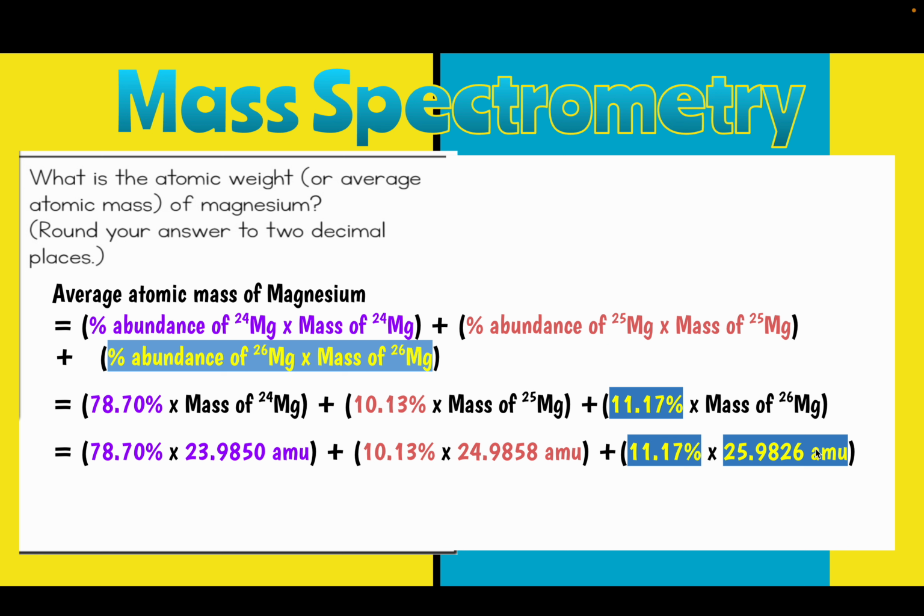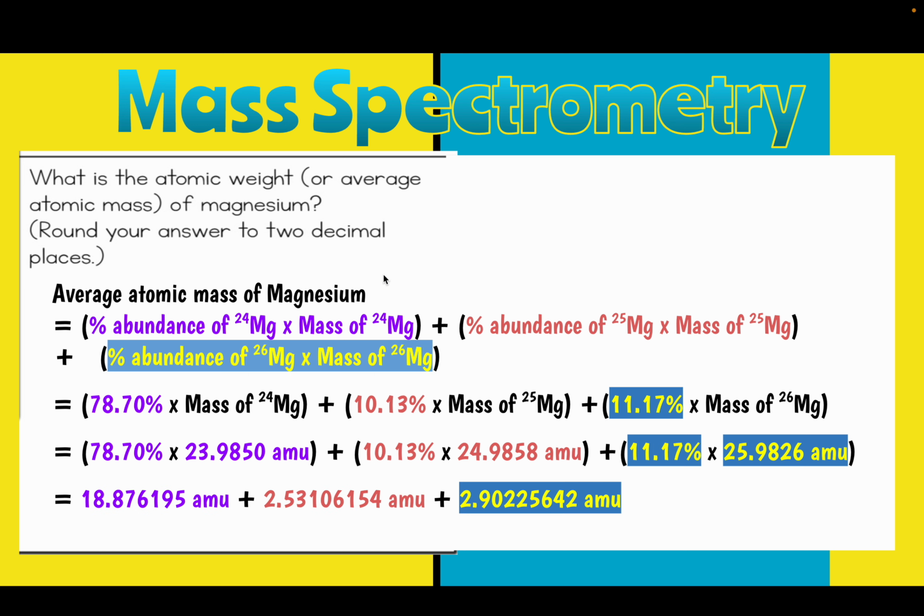25.926 atomic mass units. So plug that all into your calculator, use your parentheses, add up all your values, and then of course round your answer to 2 decimal points, and you will end up with 24.31 atomic mass units. That is what we call the average atomic mass for magnesium. We're able to take into account the 3 different isotopes of magnesium that are present in nature. All right, we'll do a lot more practice coming up.